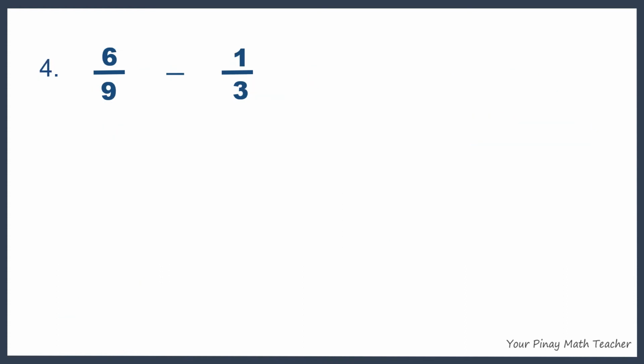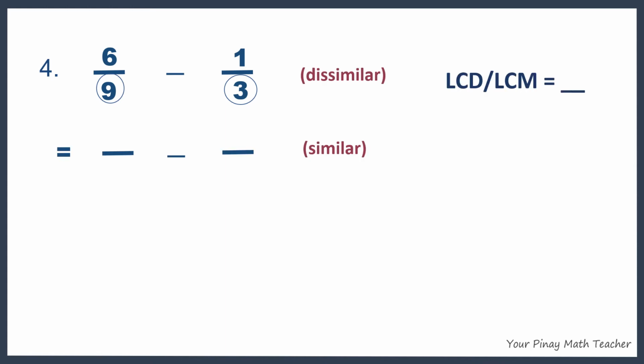Number 4, 6/9 minus 1/3. Since these fractions are dissimilar, we have to make them similar by finding the LCD or LCM of 9 and 3.